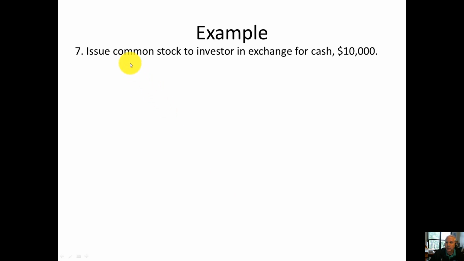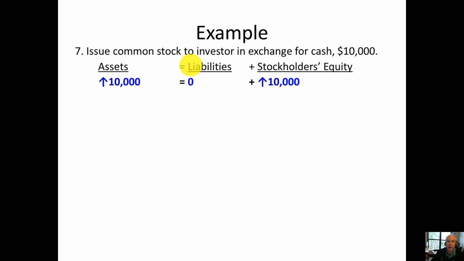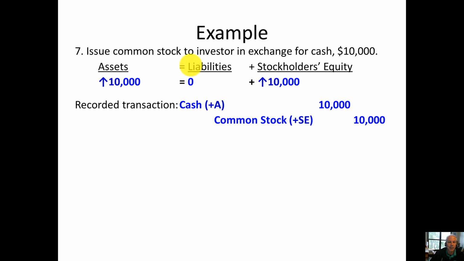How about if we issue common stock for cash to investors? Well, this is a common entry done in accounting all the time. This is like an IPO, an initial public offering, when a company sells its stock for cash. Well, assets are going to go up big, which will be cash, but stockholders' equity in the form of common stock will also increase. So we'll debit cash and credit common stock.